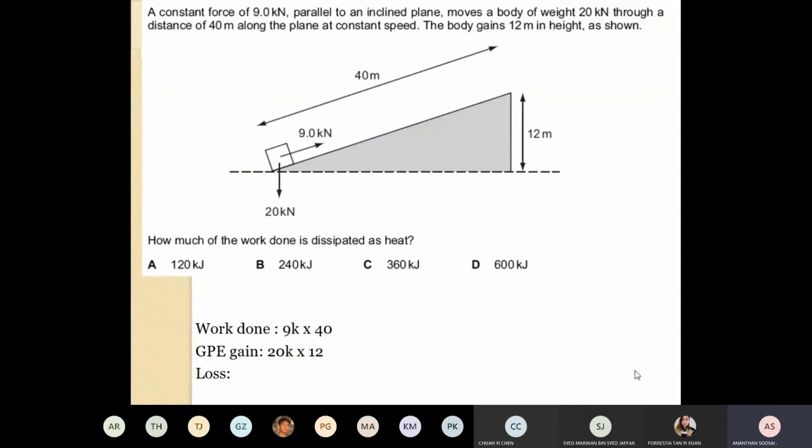Because we move with a constant speed, you know. Constant speed means what? Zero? Gain in kinetic energy is zero. Okay. Is there friction? We don't know, but they're asking for heat dissipation. That means definitely there is friction. Okay.